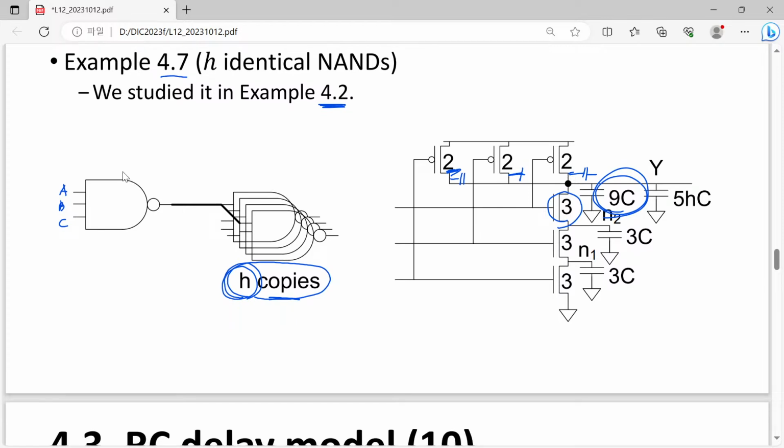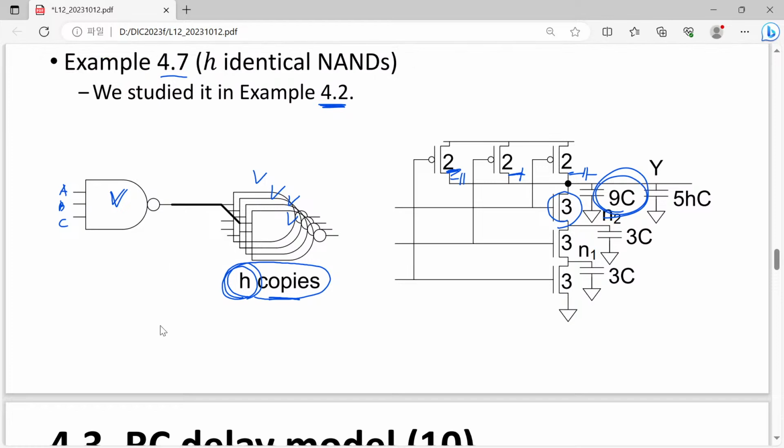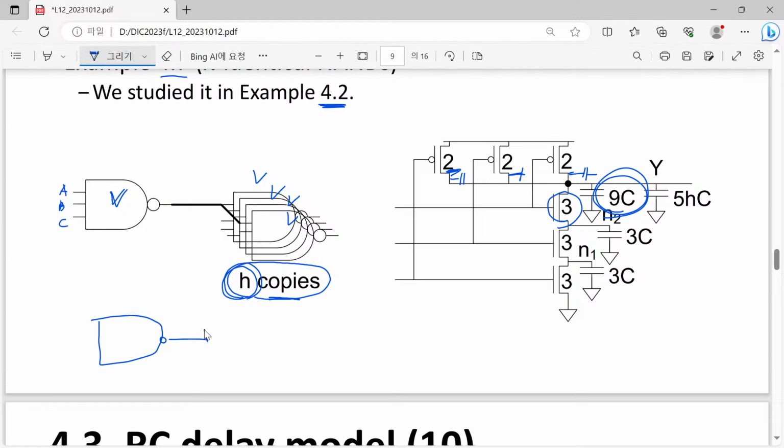So since they are the same inverters, the same NAND and the same NAND, we can just count the number of NAND gates. And for example, if we add more inverters here, then we can find 1, 2, 3, 4, so the H equal to 4 case.